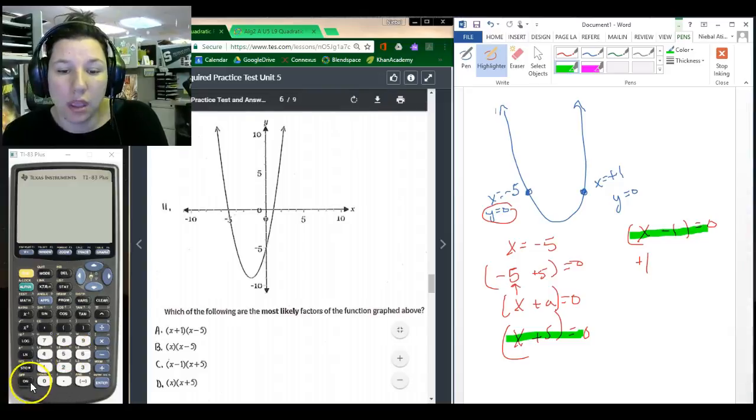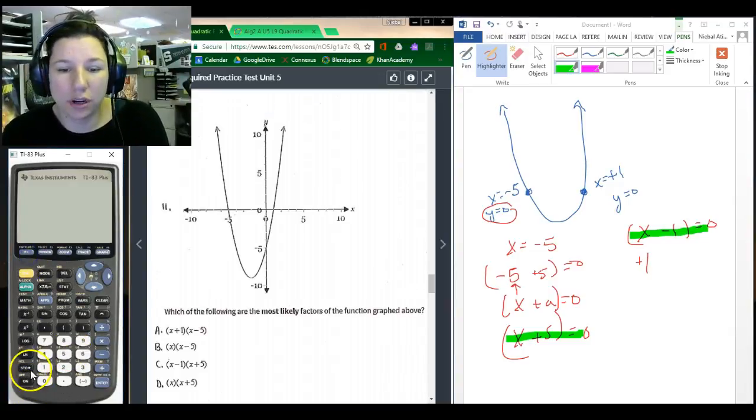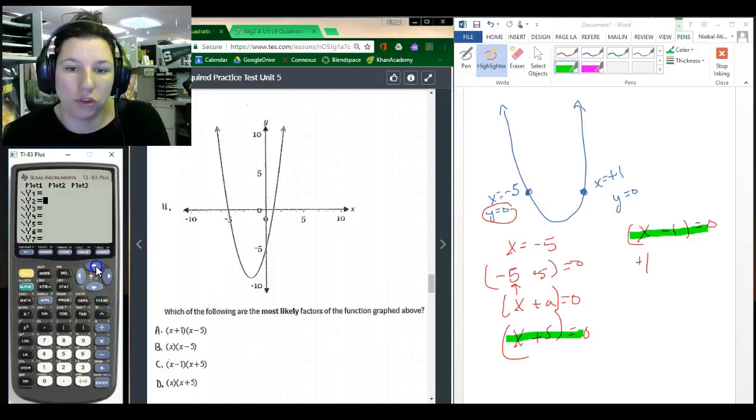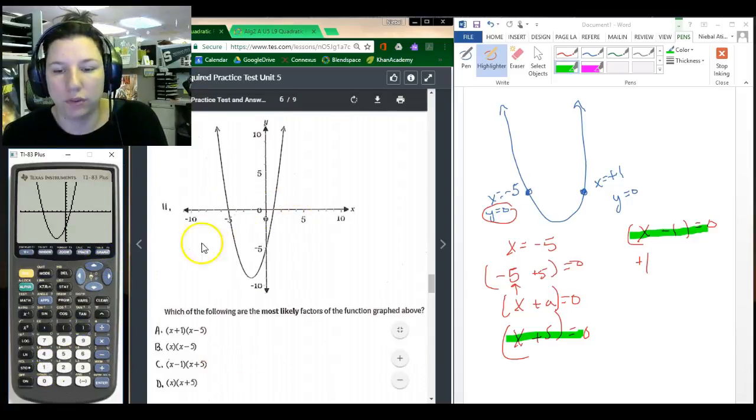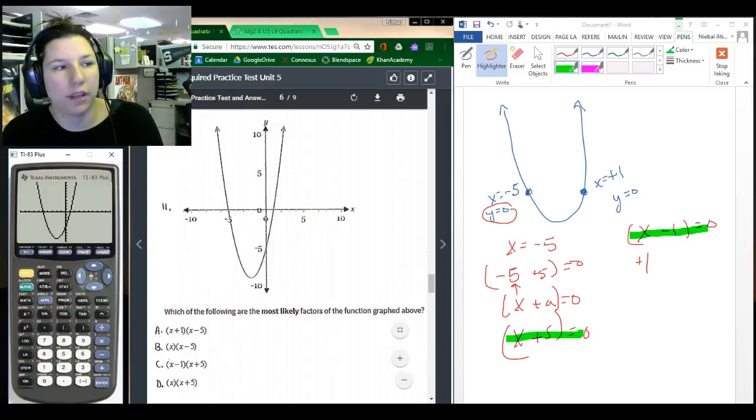And then if you still weren't sure of yourself, you want to make sure you're getting the right answer, you can check it by going to the calculator, entering in what you think the answer is, and going ahead and graphing it and making sure that it matches the graph they gave you. That way you can be confident you're getting the points here.